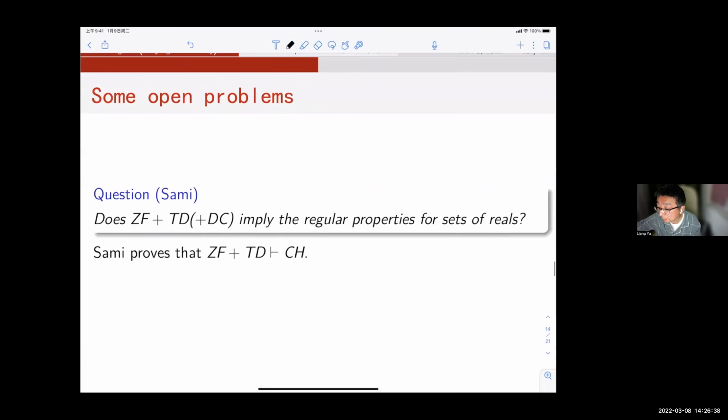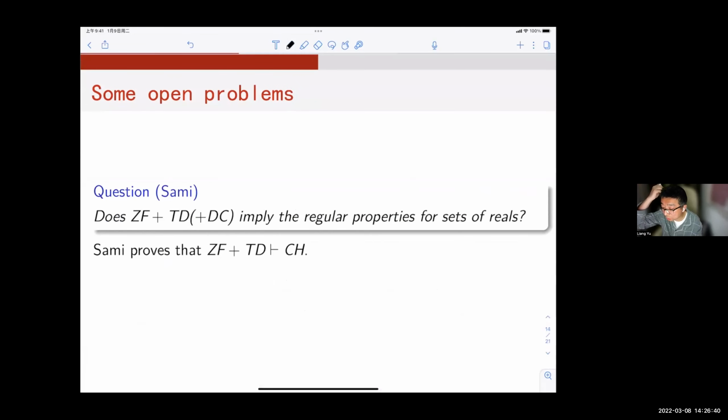It's a long-standing question whether TD implies the regular property for sets of reals, like the perfect subset property. We don't know. But Sami proved that CF plus TD implies CH. So this is okay. What is CH?